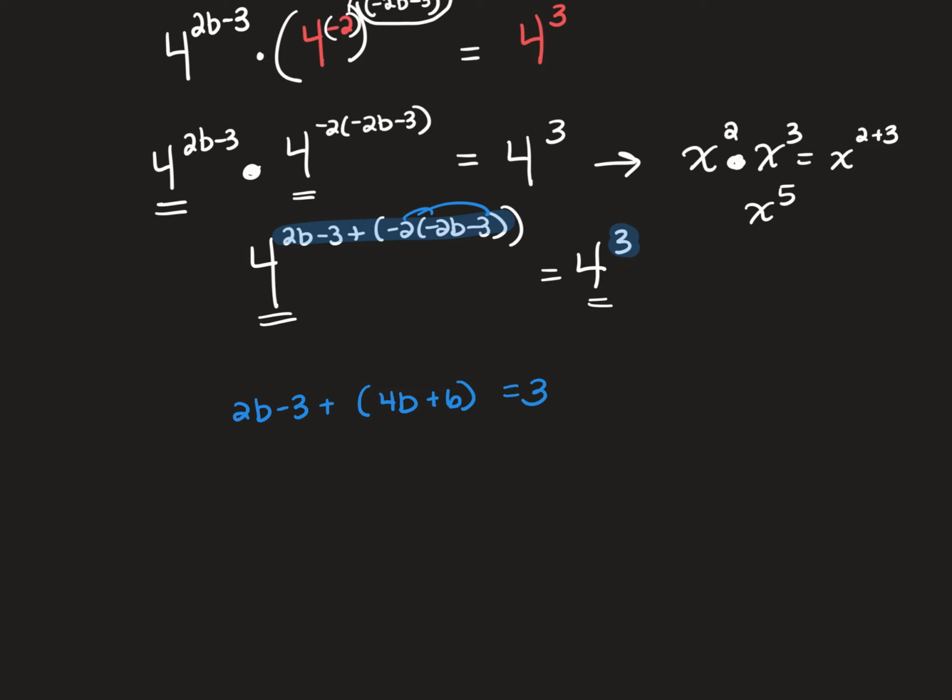And now I've got an equation that I should be able to solve for b. Because I'm just adding these together, I don't really need to worry about the parentheses, but I have 2b plus 4b is 6b. Negative 3 plus 6 is positive 3 equals 3. 6b, so let's subtract 3 from both sides. We get 0. Divide both sides by 6. We get b equals 0.